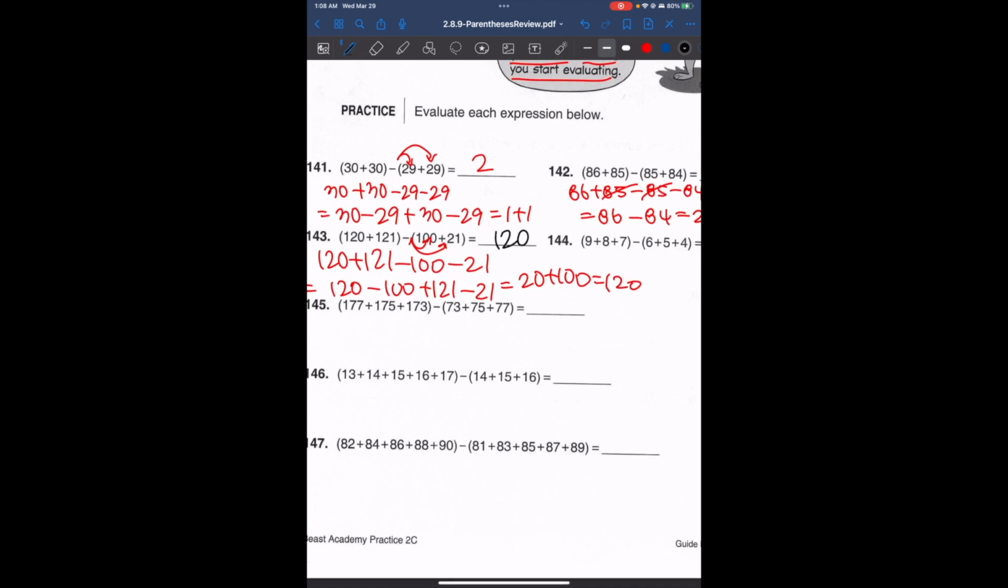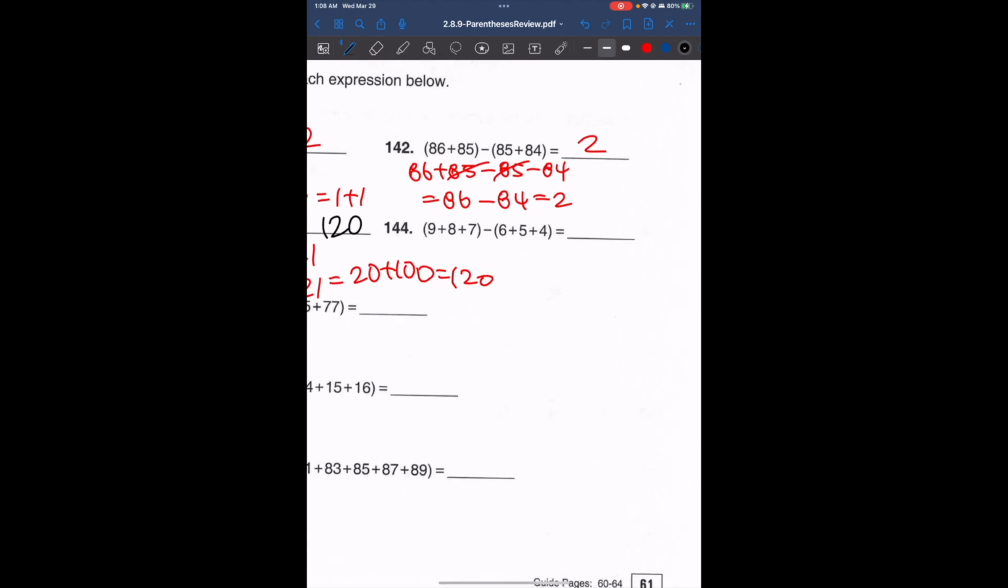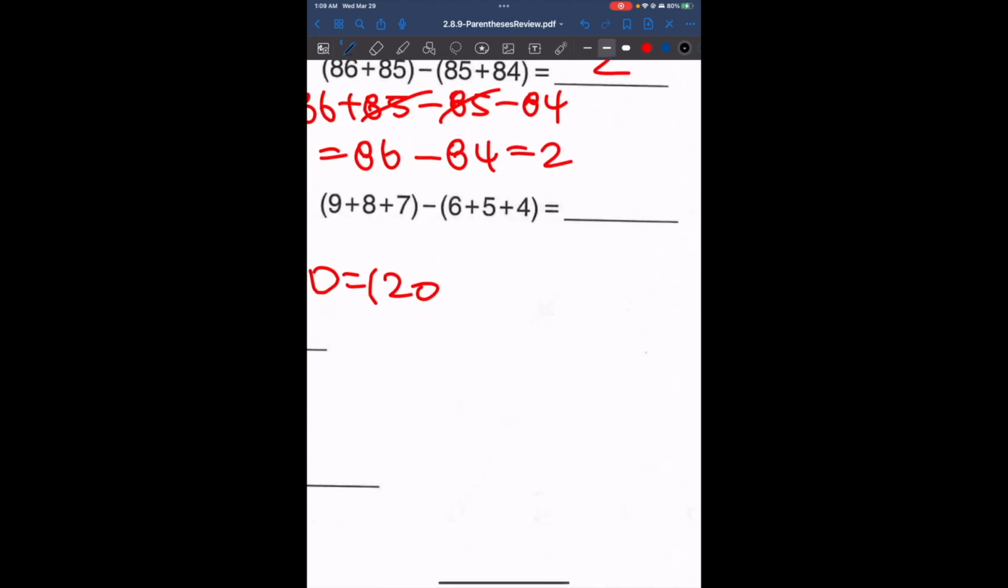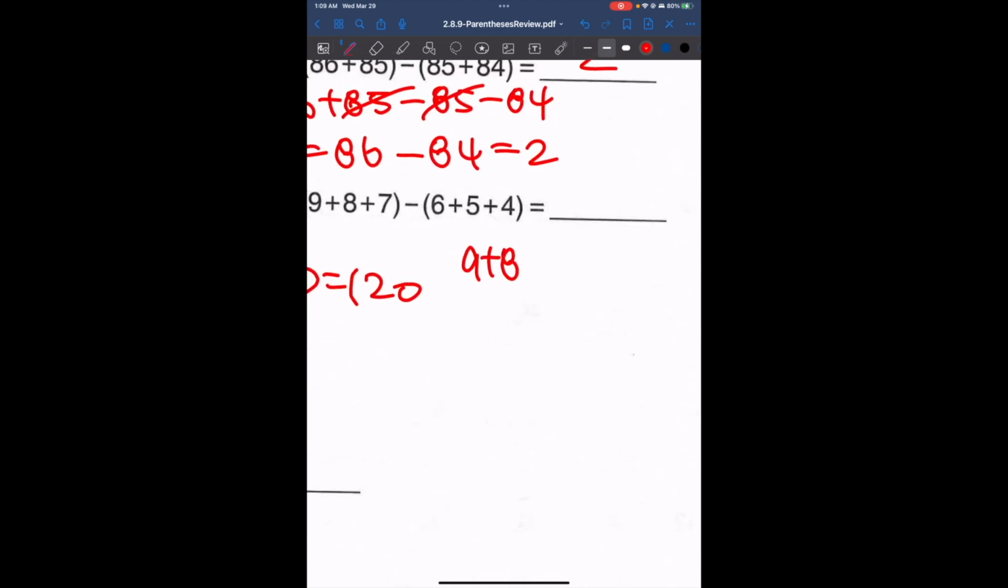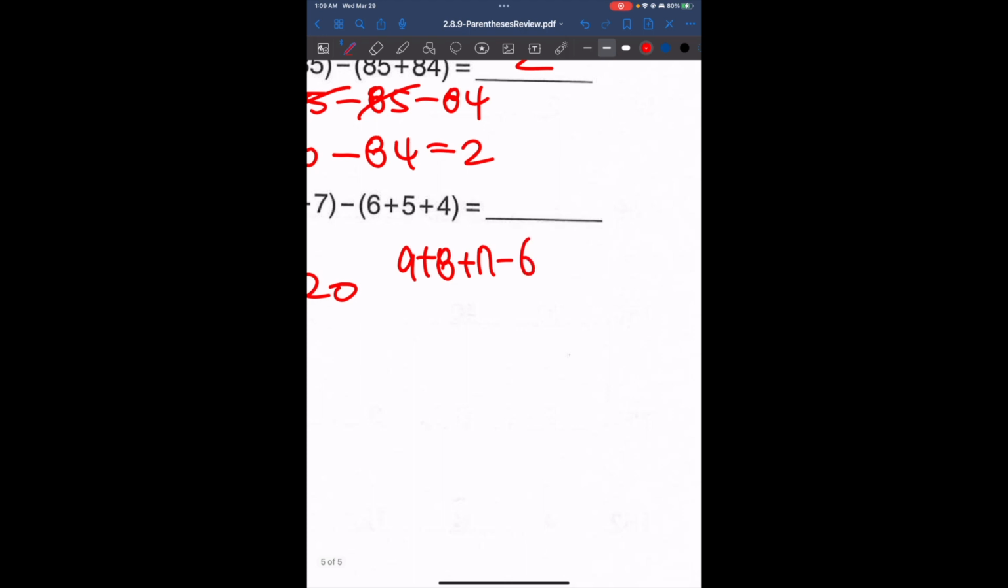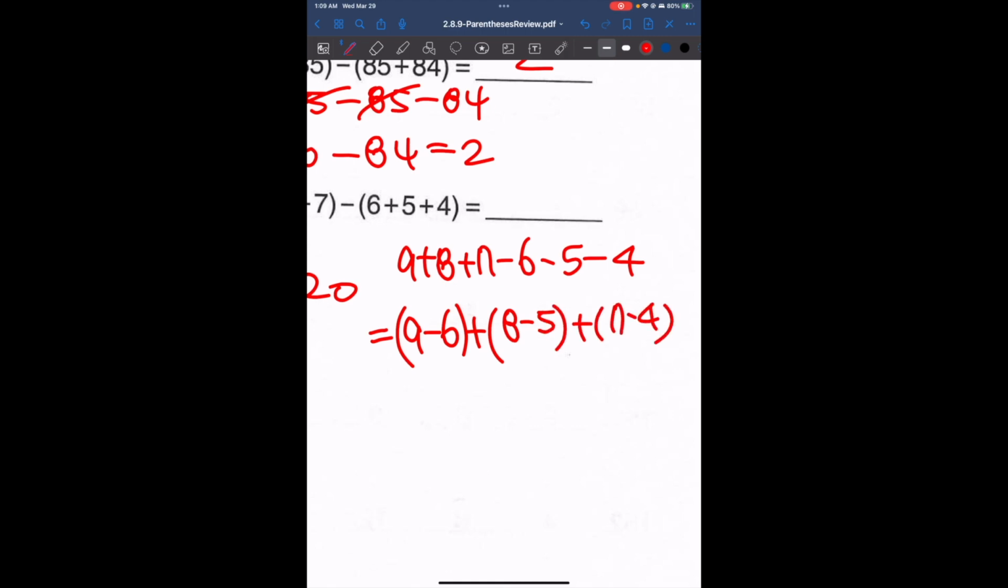And then we're going to look at our next problem. We have 9 plus 8 plus 7. We're going to distribute the negative sign again. And so that is basically going to be 9 minus 6 plus 8 minus 5 plus 7 minus 4. That is all 3 plus 3 plus 3, which is equal to 9.